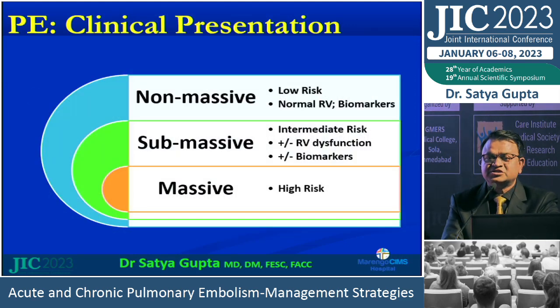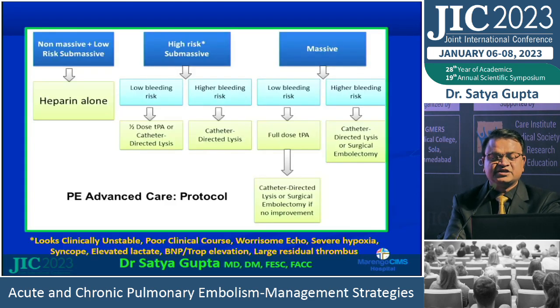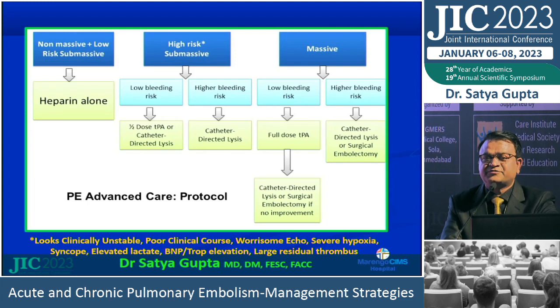So pulmonary embolism can present in 3 ways. Non-massive, low risk: just give some anticoagulant. Submassive: if the patient has RV dysfunction and elevated biomarkers, thrombolyze this patient, maybe with a half dose. And massive pulmonary embolism falls into a very high risk category. These patients require either thrombolysis with TPA or TNK-TPA, or if they are not candidates for proper thrombolysis, then you can do catheter-directed thrombolysis.